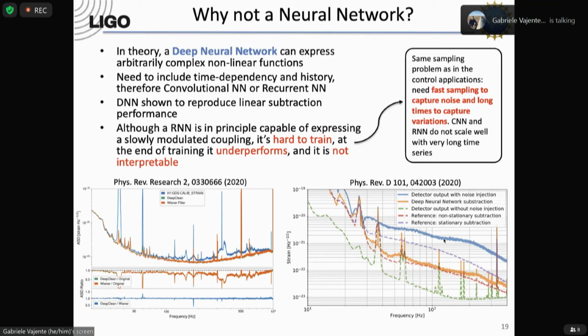Then, of course, there's one more point, which is that a neural network is still sort of a black box. So it's very hard to interpret the result. It's hard to look at what the network learned and get some information that can be useful to improve the real detector in the real system. So that's why so far neural networks have not been as successful as other models to subtract noise.